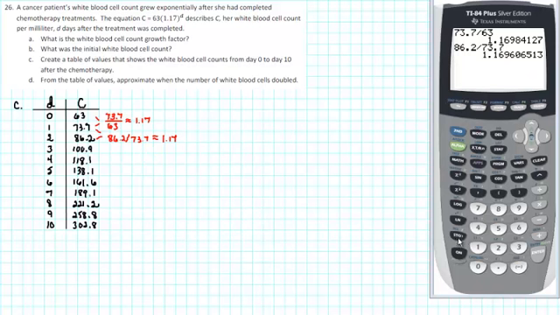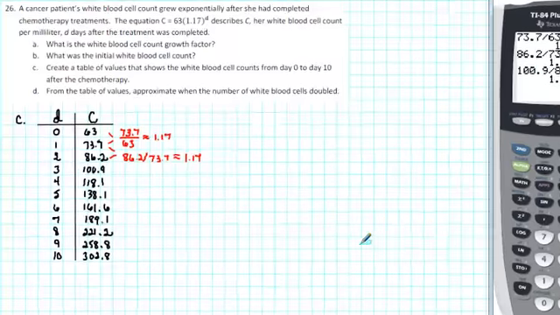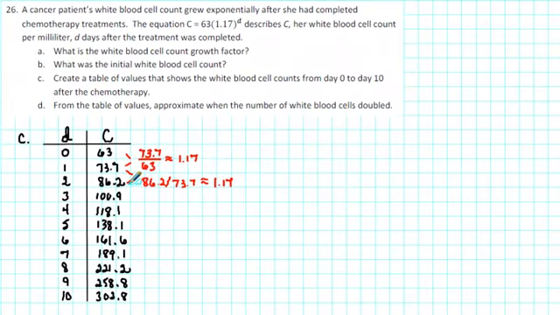Next, let's take 100.9 and divide by 86.2. Once again, we get approximately 1.17. If we were to continue this process, we would notice that time and time again, when we divided two consecutive cell counts, we would get 1.17. That means that the blood cell count growth factor is 1.17.